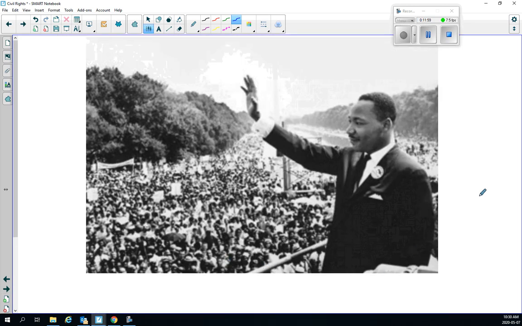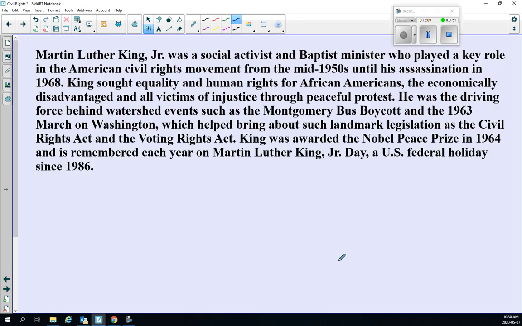You've probably seen that picture before, or at least that person before. That is Martin Luther King Jr. Many would call him the leader of the Black Civil Rights Movement. There's some information on Martin Luther King Jr. He was actually assassinated in 1968. He was the driving force behind a lot of the civil rights events, like the Montgomery bus boycott, the March on Washington, which we will be learning over the next few days.